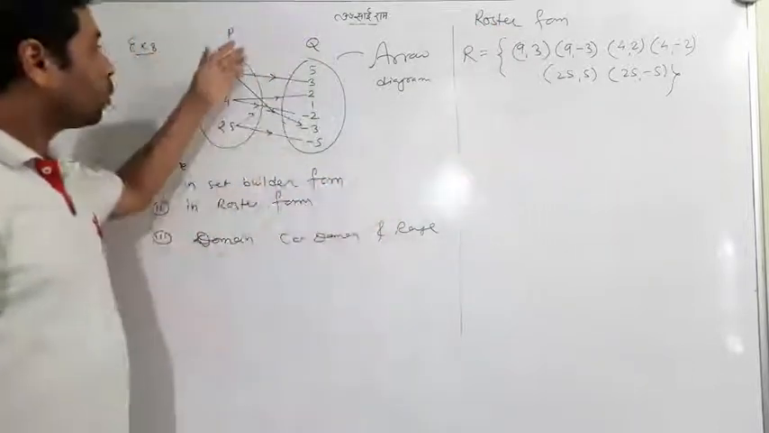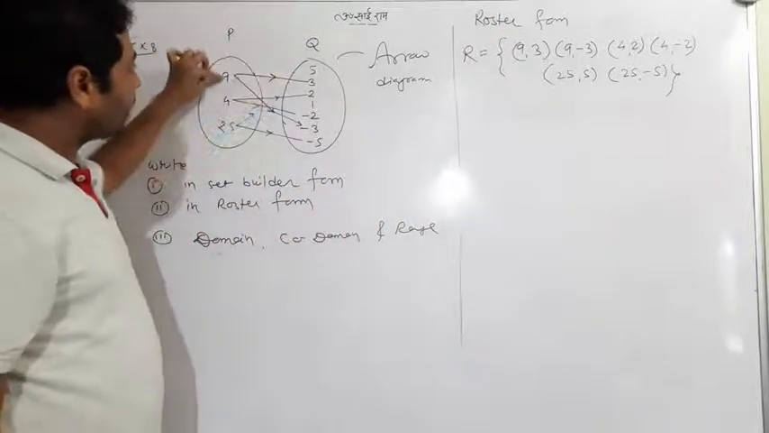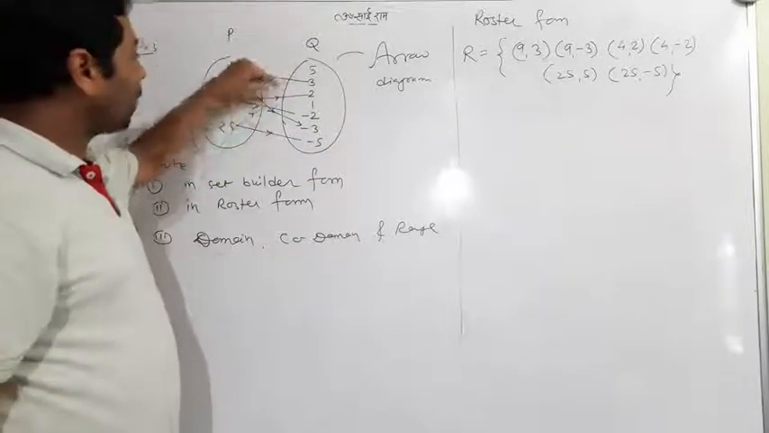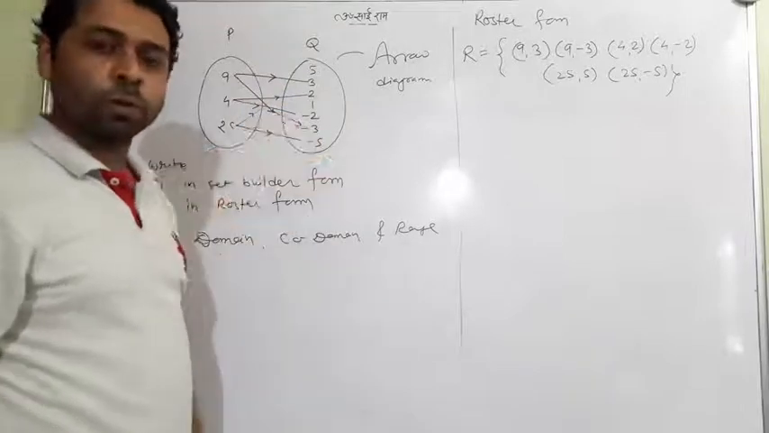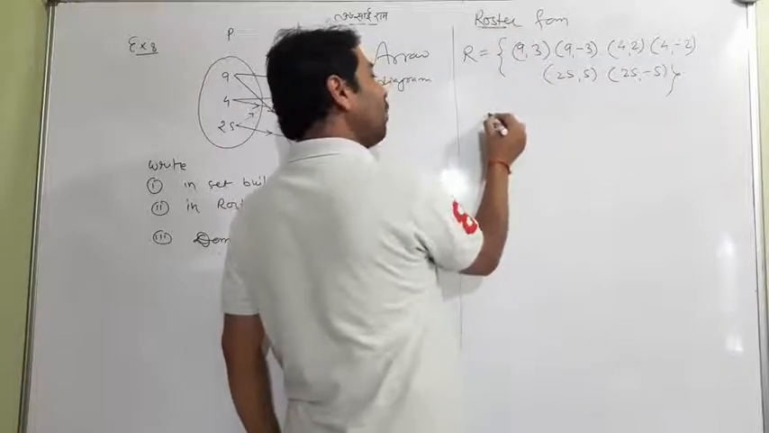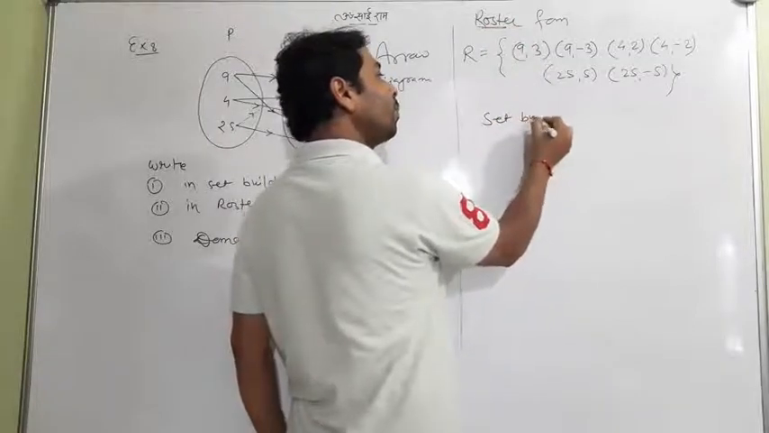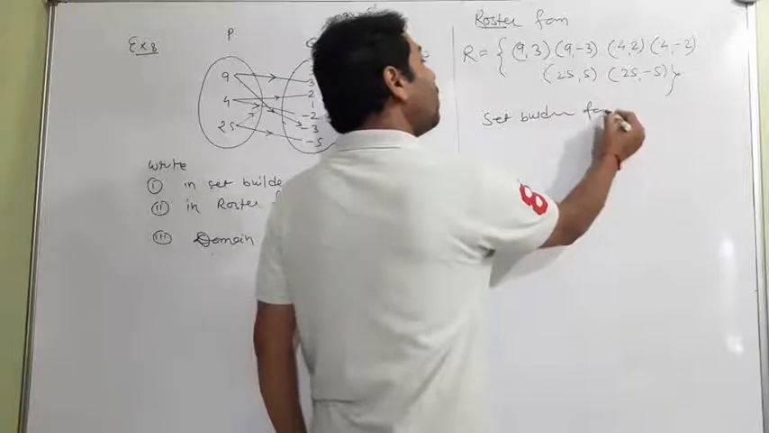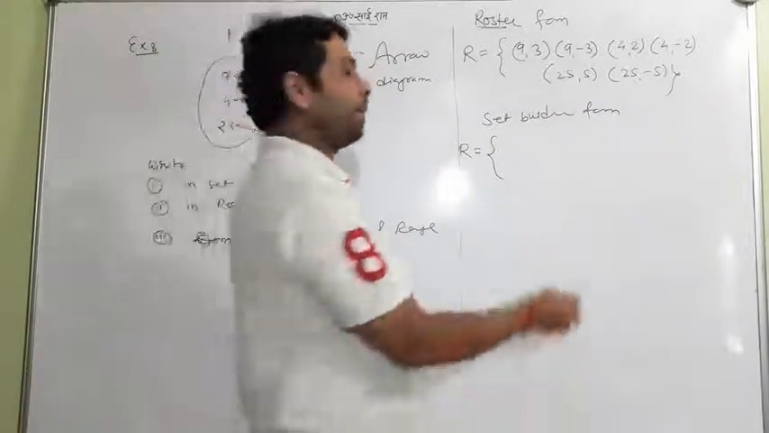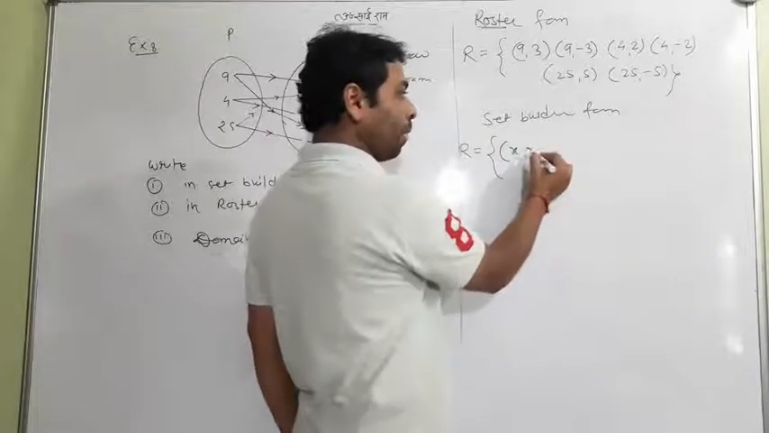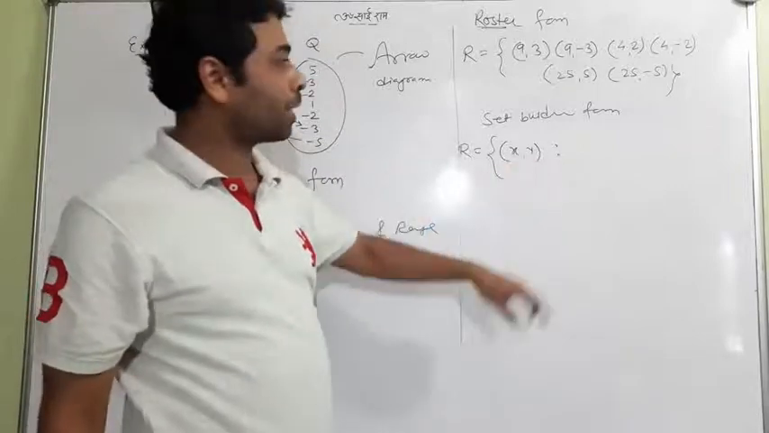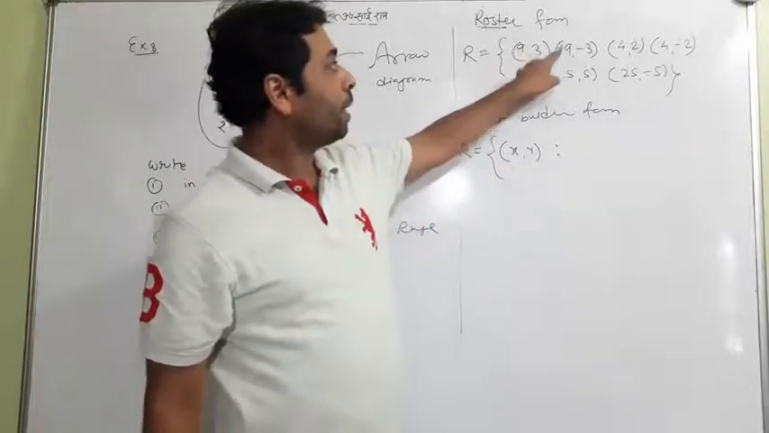You can go to the picture and simply say that 9 has image 3, 9 has image minus 3, 25 has image 5, 25 has image minus 5, and so on. And it is a relation in roster form. If I ask for the set builder form, how can we create it? You have to learn it. Set builder form is always given in ordered pairs. So I'll write x comma y such that. Look, it is x, it is y.